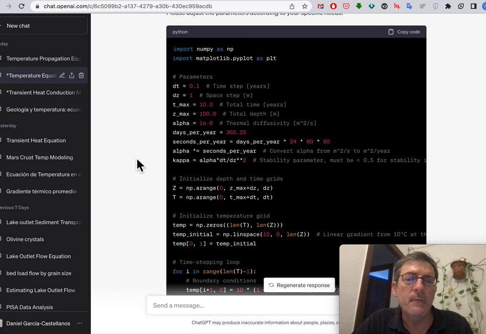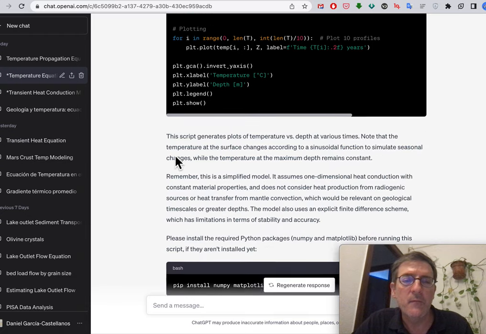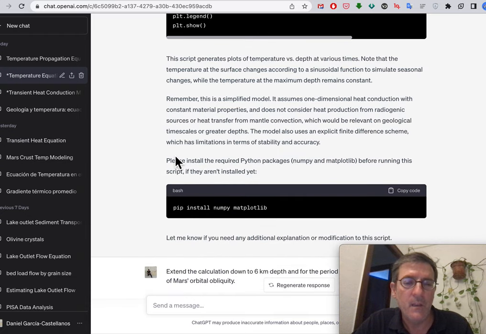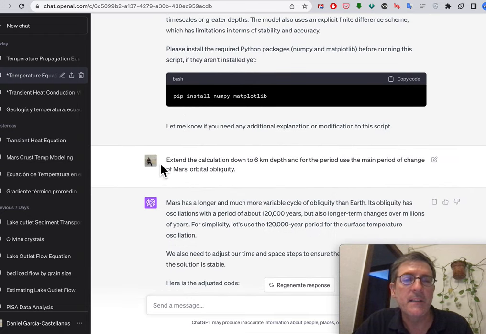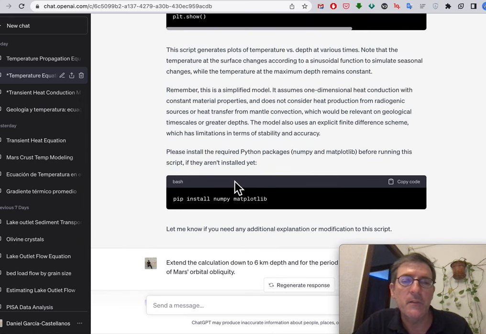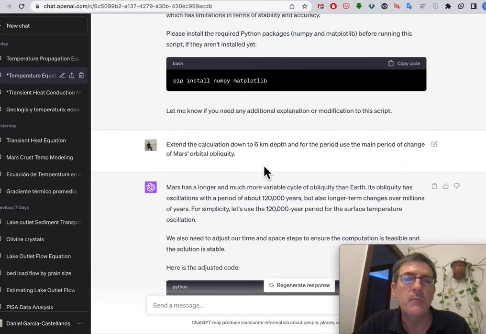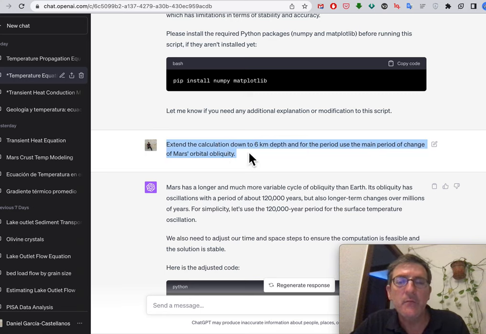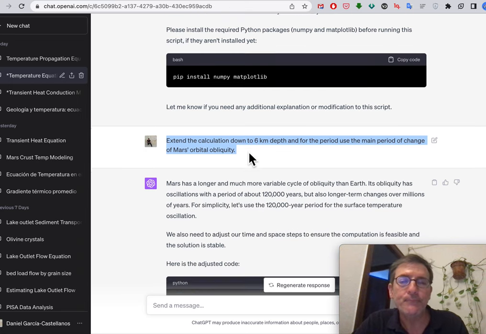So my next comment was asking it to extend the calculation. It gave all types of technical details of what you should install in case you are not using Colab, some libraries you might need. All right, then I said, look, extend this calculation down to 6 kilometers deep and use the periods corresponding to the main period of orbital obliquity changes on Mars.